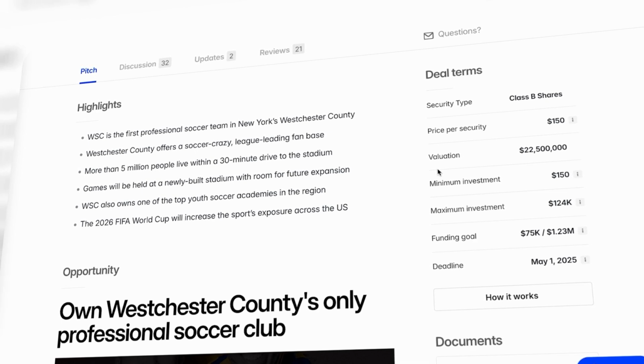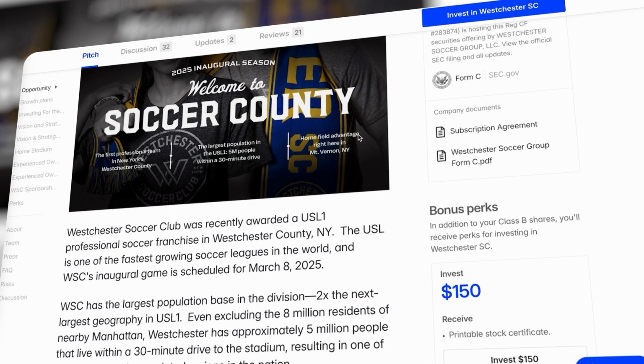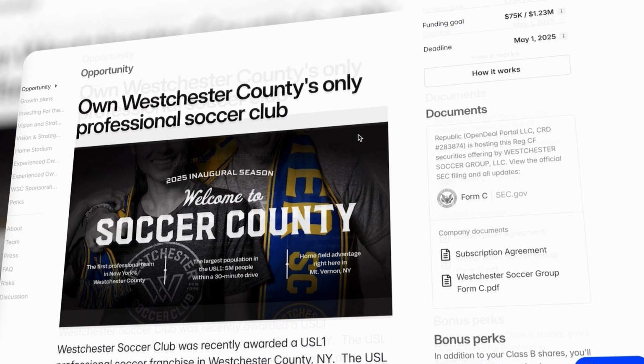Some of these companies have a much higher minimum investment amount than others. So something that you should be aware of would be what you need in order to actually participate when it comes to that specific investment.